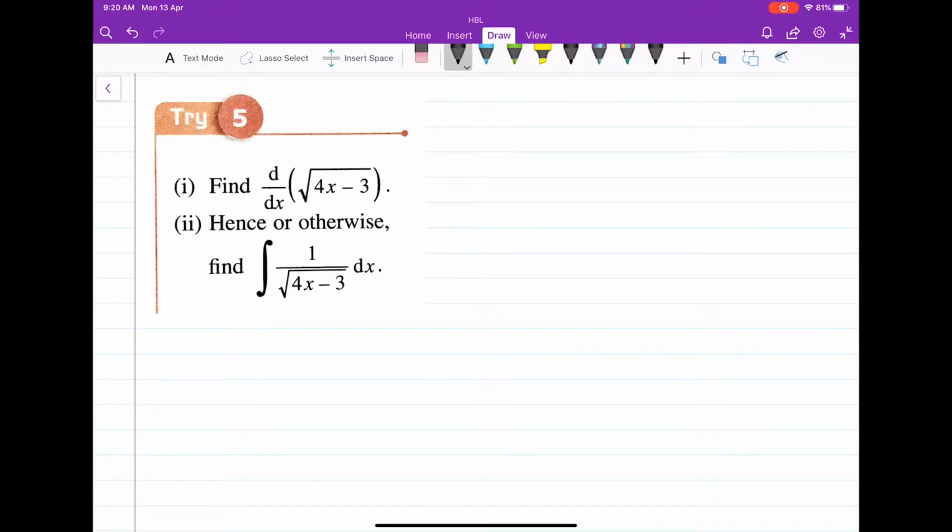So let's consider a question like this, try 5. Usually what they do is give you an expression to differentiate, and then after that you have to integrate it, going in the reverse order. Okay, so let's do part 1 first.